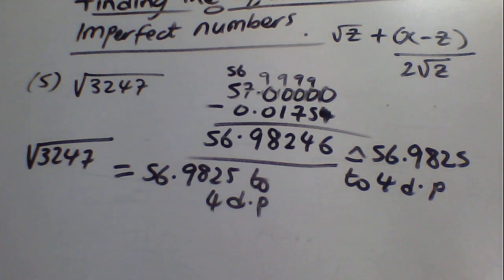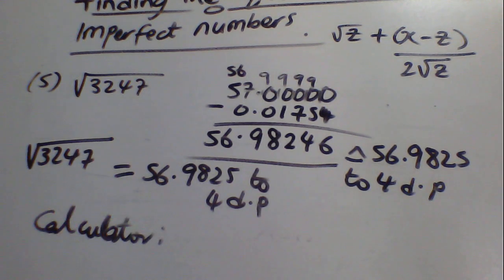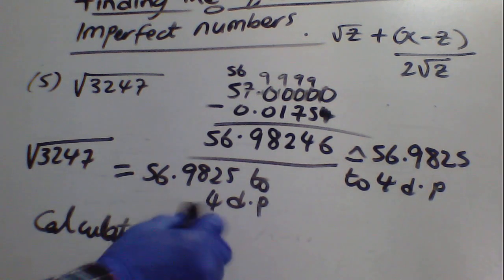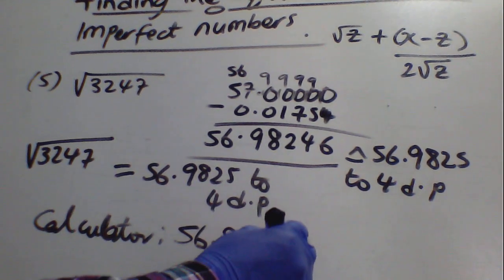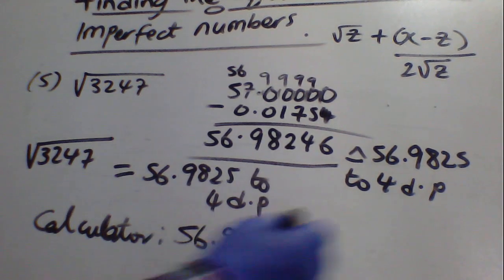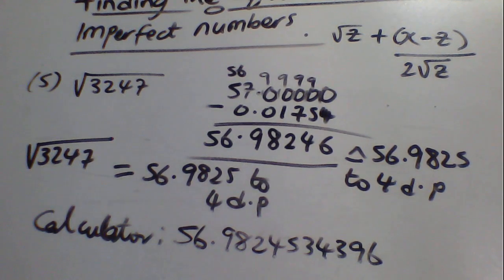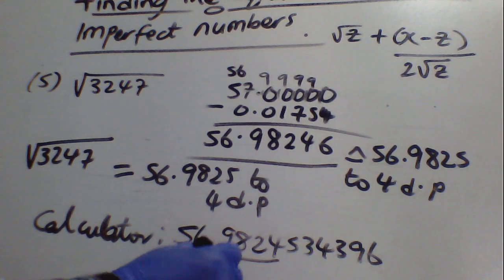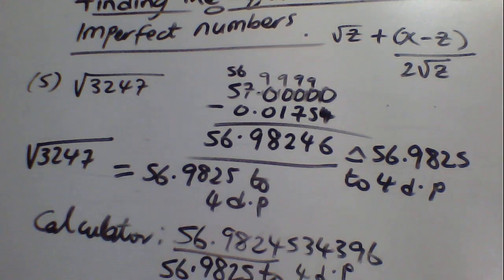So that is it. If you use a calculator, you will get 56.9824534396. So you are using a calculator. If you approximate it to 4 decimal places, it will be 56.9825 to 4 decimal places. So that is our answer. Any questions?